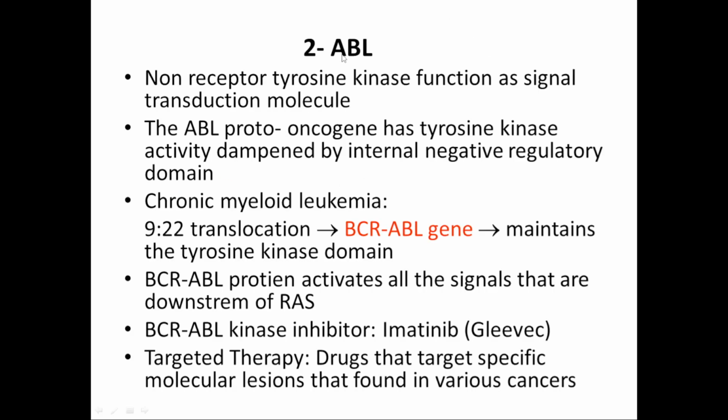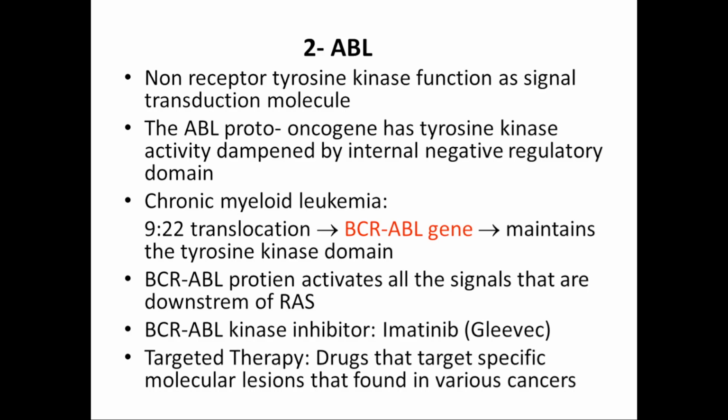The second type of signal transduction protein is ABL. Where did we talk about ABL, if you remember? We talked about it in the chromosomal abnormalities. If you remember, translocation of the chromosomes occurs, two chromosomes come together, and they form a new protein. So ABL, a non-receptor tyrosine kinase, functions as a signal transduction molecule.